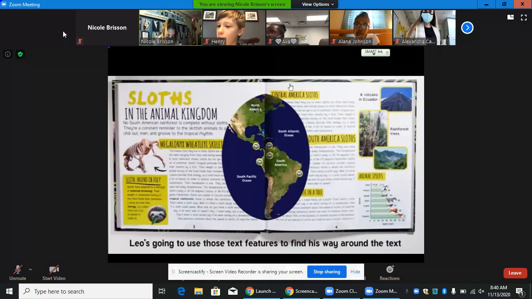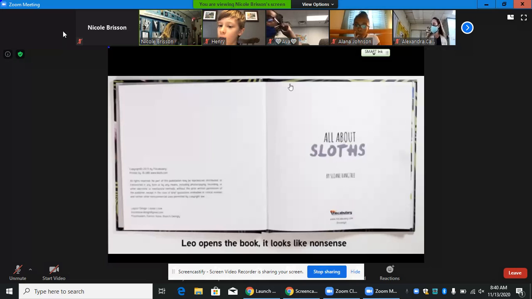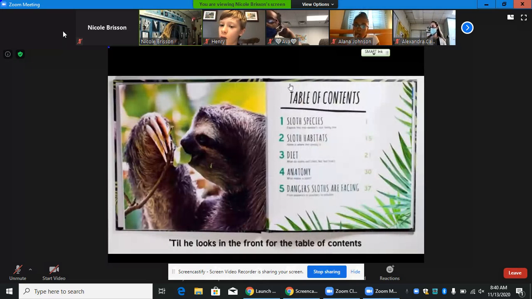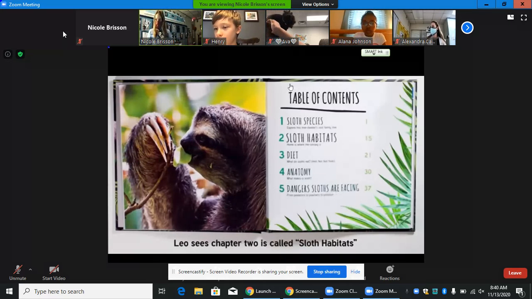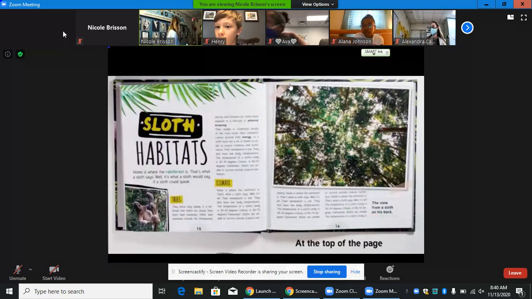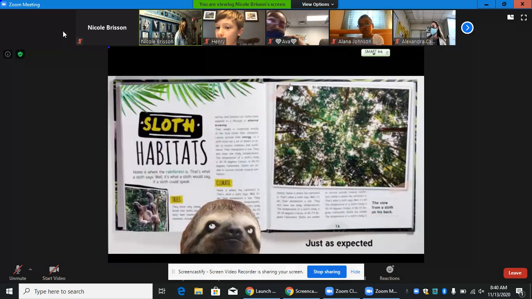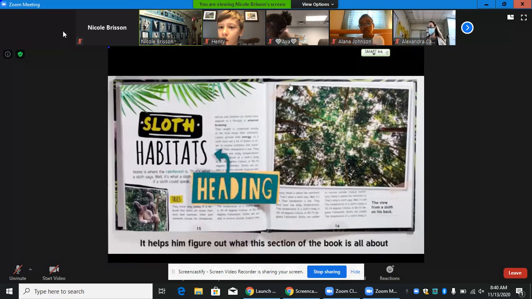Leo opens the book. It looks like nonsense till he looks in the front for the table of contents. It's nothing like the table in his kitchen. It lists big topics with a short description. Leo sees chapter 2 is called Sloth Habitat. He starts on page 15. He flips to that at the top of the page. Just as expected, it says Sloth Habitat in very big letters. That's called a heading. It helps him figure out what this section of the book is all about.